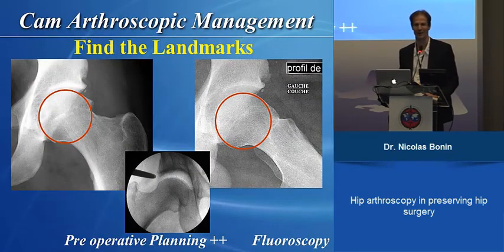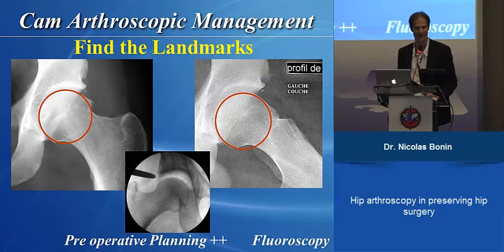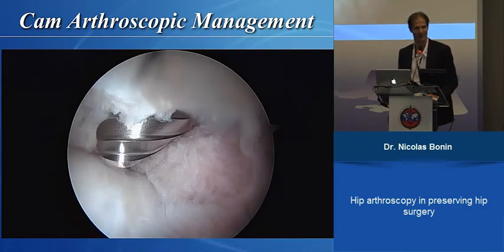Once you have repaired all the lesions, the labrum and chondral lesions, you will need to perform the cam management. So you need to find your landmarks. This will be on the pre-op planning. Sometimes if you don't really know where you are, you can use fluoroscopy during your surgery. And then you will do the cam trimming once you have found the good landmarks.